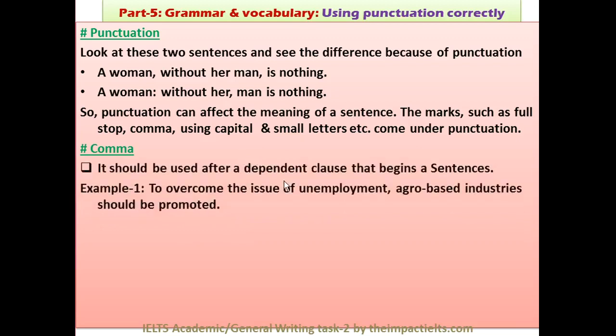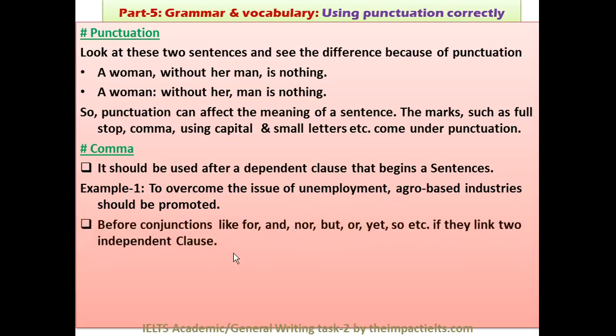First, it should be used after a dependent clause, and by now you know what a dependent clause is. If you don't know it, please go back and watch the previous video lessons on using dependent clauses. So, to overcome the issue of unemployment, this is a dependent clause. To overcome the issue of unemployment cannot be a complete sentence. Whatever we use after that, we use a comma. The second one is before conjunctions like for, and.